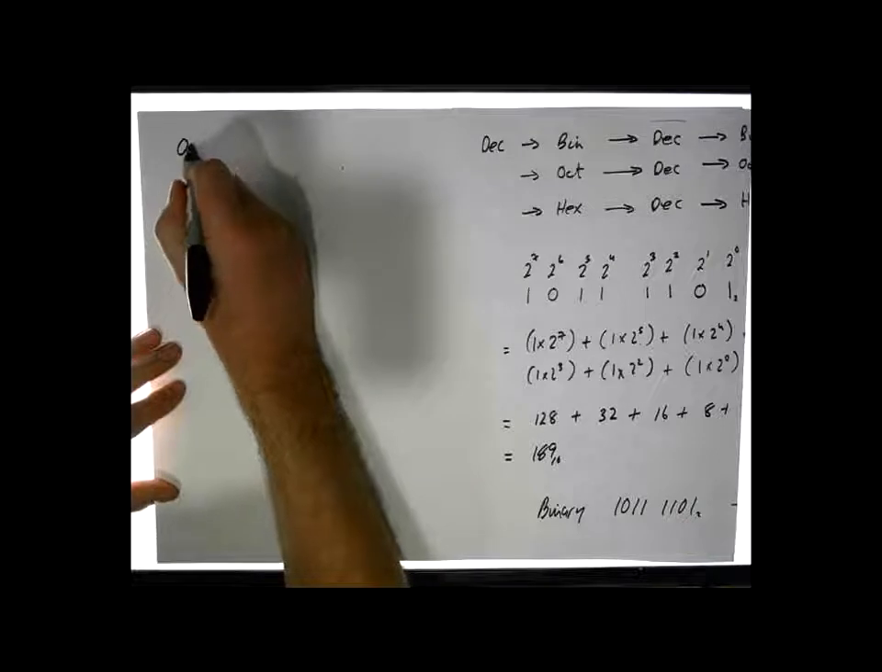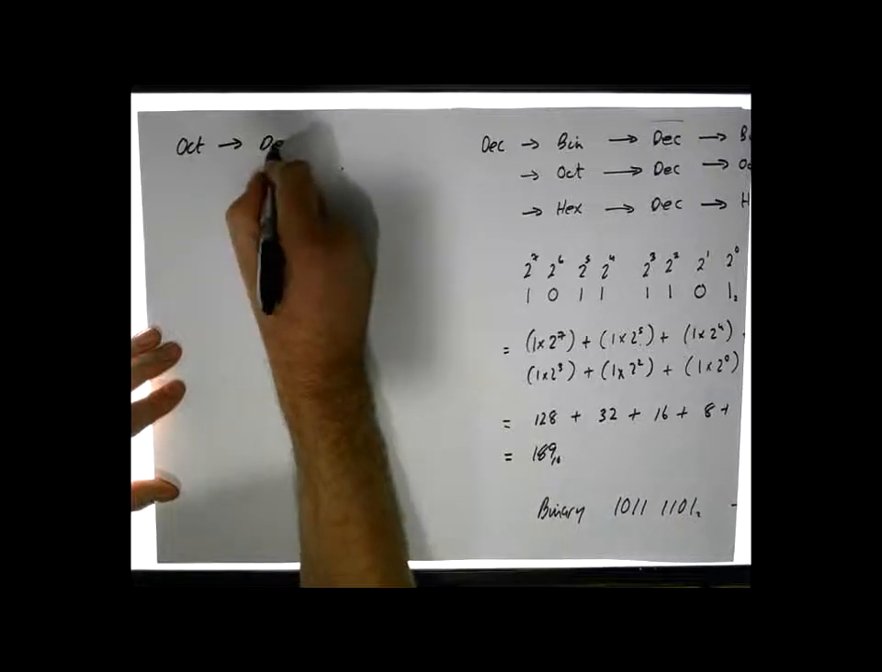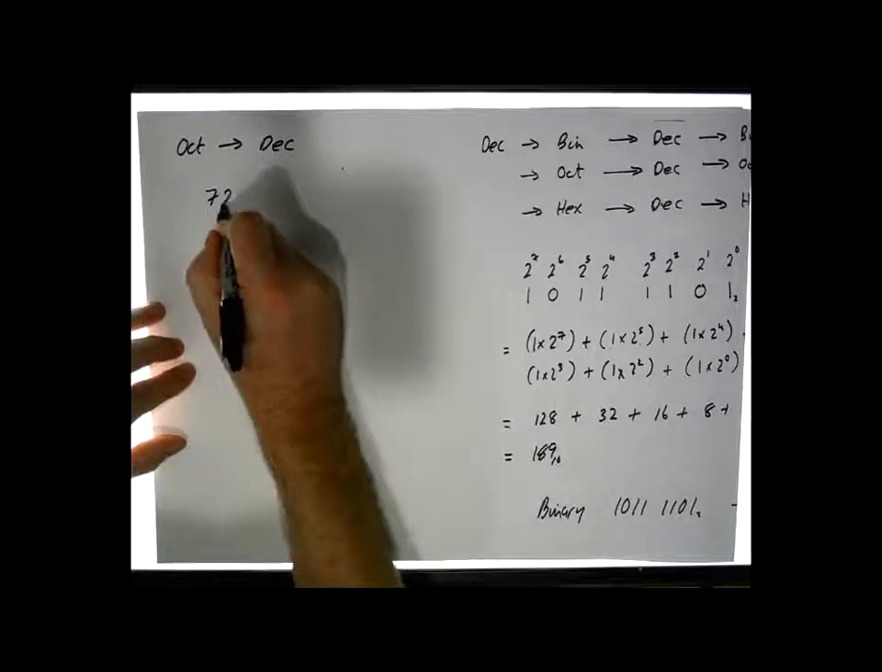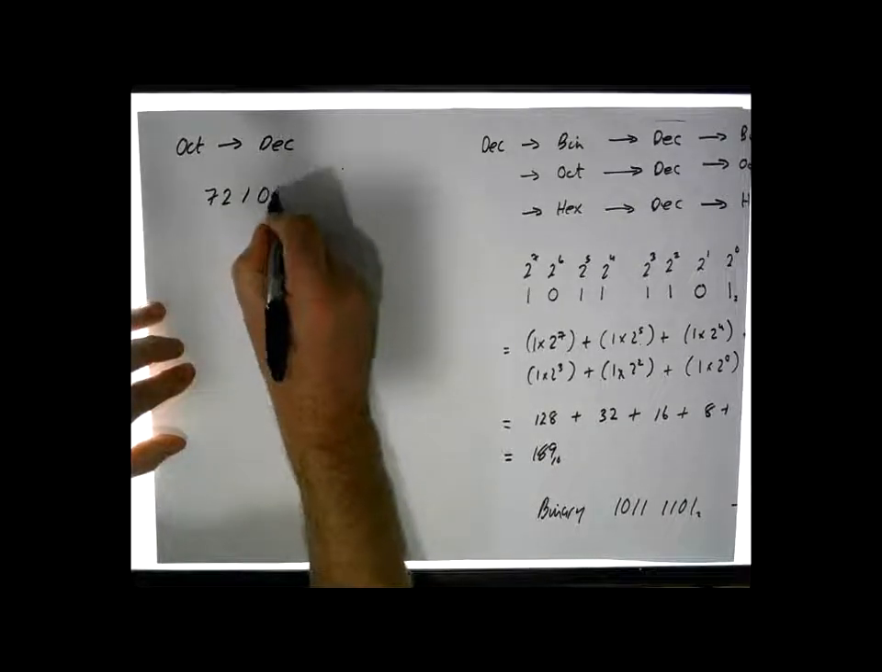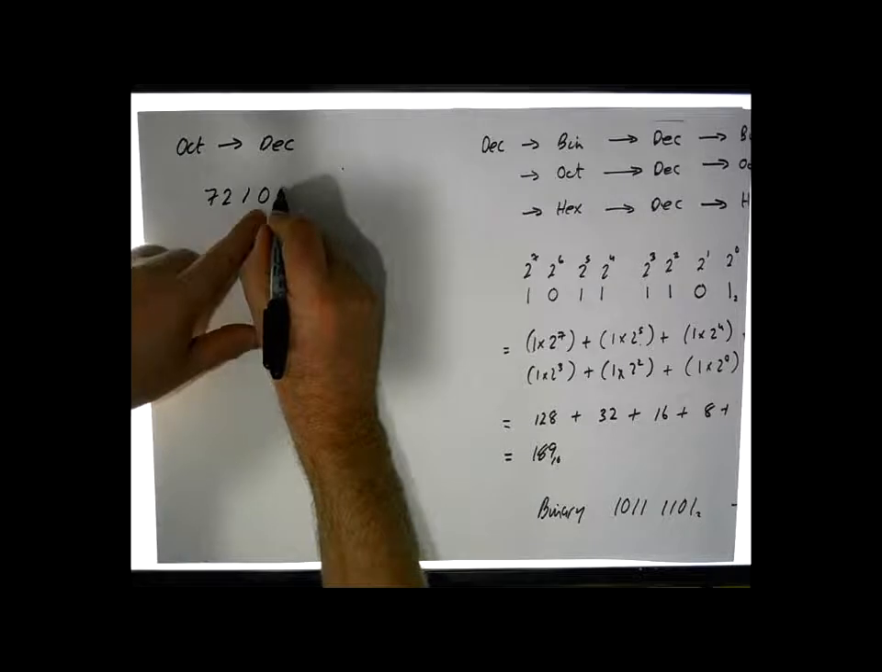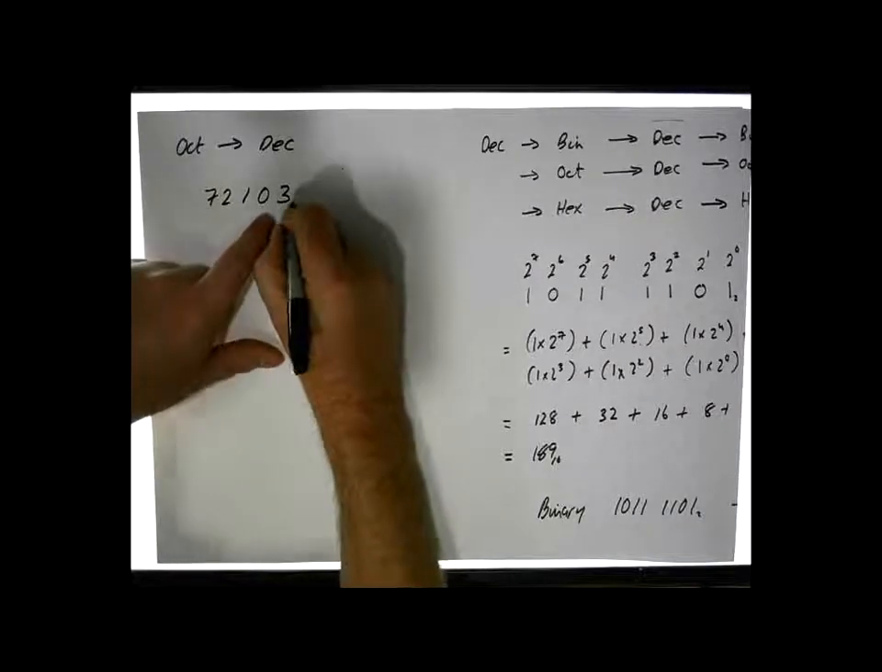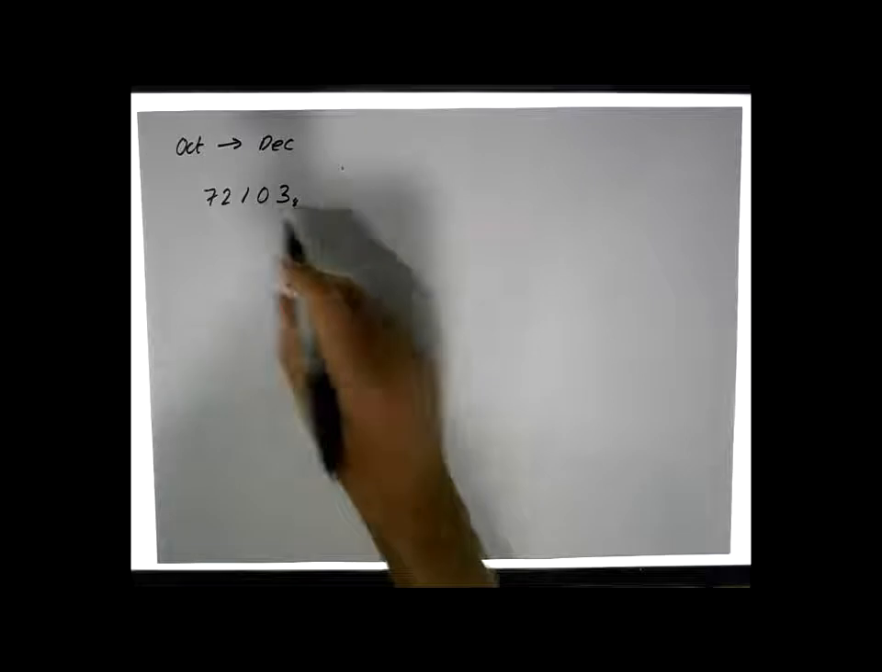So now we're going to go from octal to decimal, okay? And what we're going to consider is the octal number 7, 2, 1, 0, and let's say 3. All of these digits are in the octal base, yeah? So let's say this is small a here. We want to convert this number to decimal.